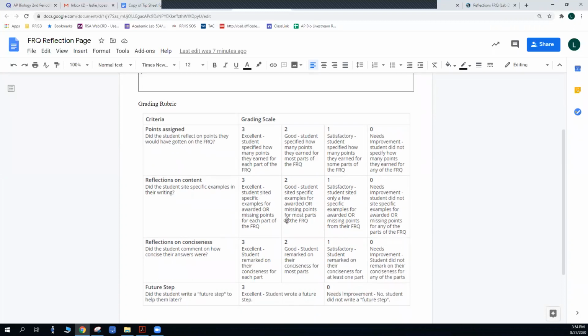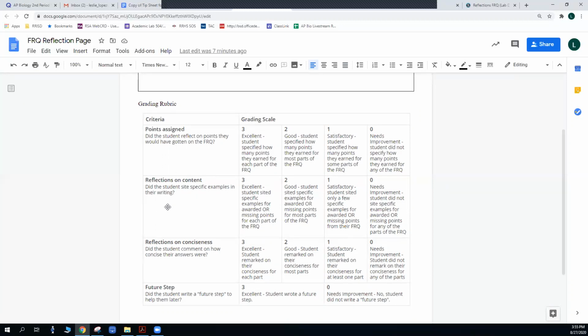All right, so the first part of your rubric is where you are going to assess how many points you would have earned for your FRQ. In order to get all 3 points for this section, you need to go through and tell us how many points you earned for each part. If you don't mention how many points you get for any of your parts, then you get 0 points. Depending on how many parts you answer in between, you would get either a 1 or a 2 for that.